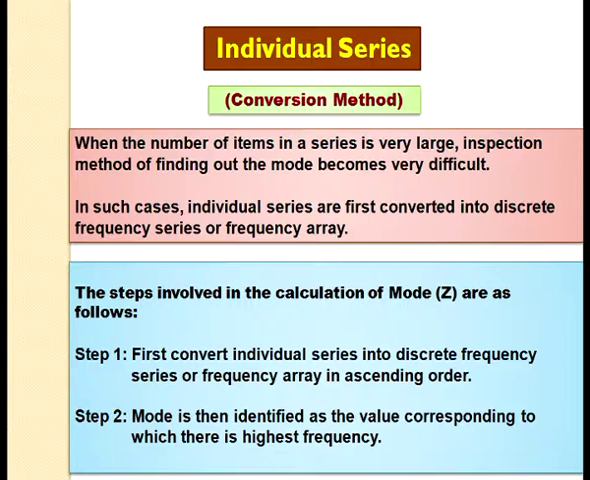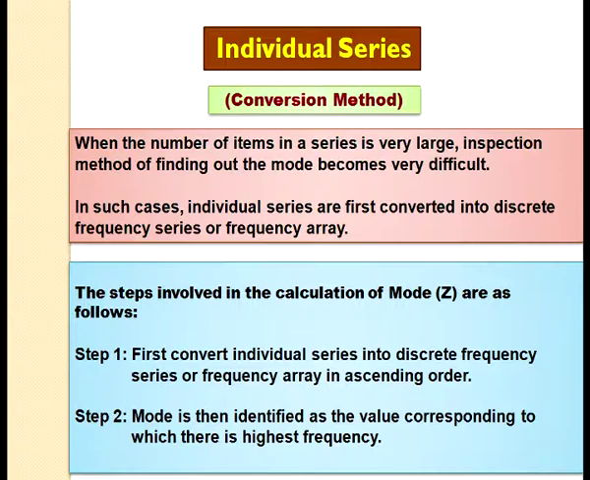Let's see how we can compute mode by conversion method. Now, when do we need to do it by conversion method? Very first question. Though we know there are two methods, when do we need the conversion method? When the number of items in a series is very large, then we need to go with the conversion method. In such cases, individual series are first converted into a discrete frequency series or frequency array.